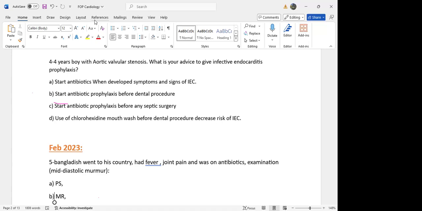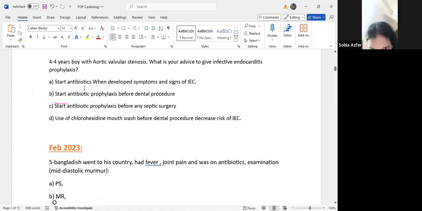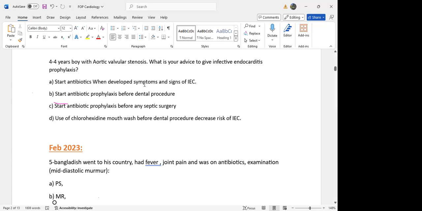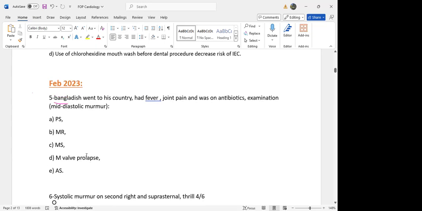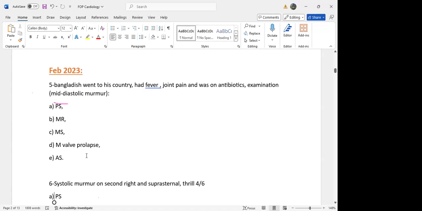So what are you going to do over here? Antibiotics when symptoms and signs of infective endocarditis develop. Counsel the parents that we will only give antibiotics once the symptoms or signs of infective endocarditis are established. Okay. So we will tell them about prolonged fever. If there is any fever which is prolonged and there is no source associated with it, kindly come to the emergency quickly.